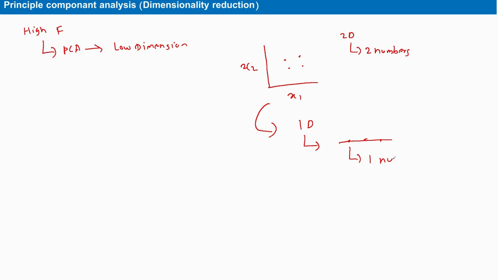So when you reduce the dimension of the features, you are also reducing the number of representation numbers. As an effect of that, you end up with fewer computations and a sped up learning algorithm. So this is the high level detail of principal component analysis. Now let's see what the problem formulation inside PCA is.